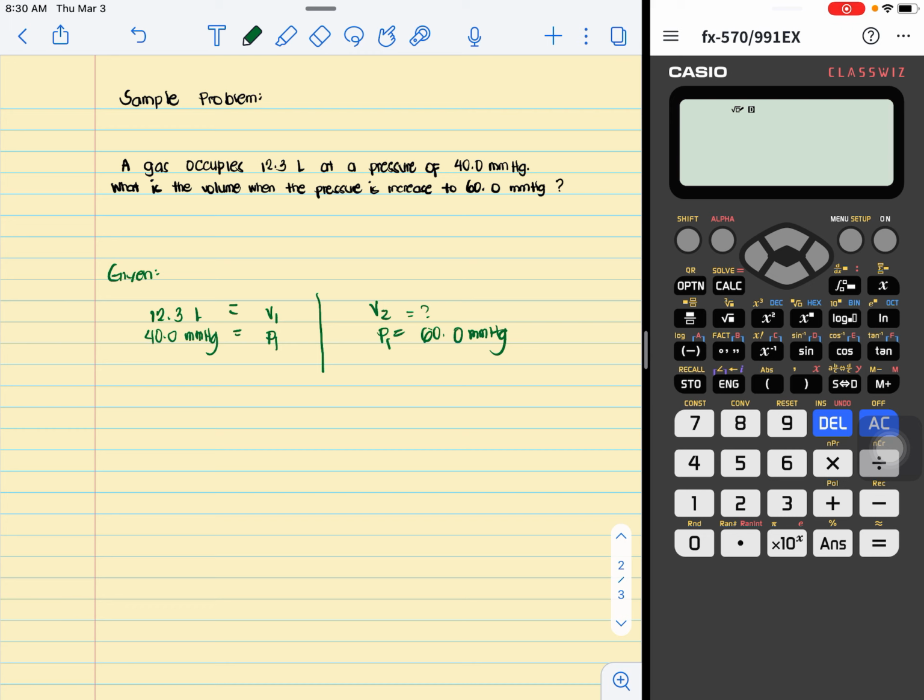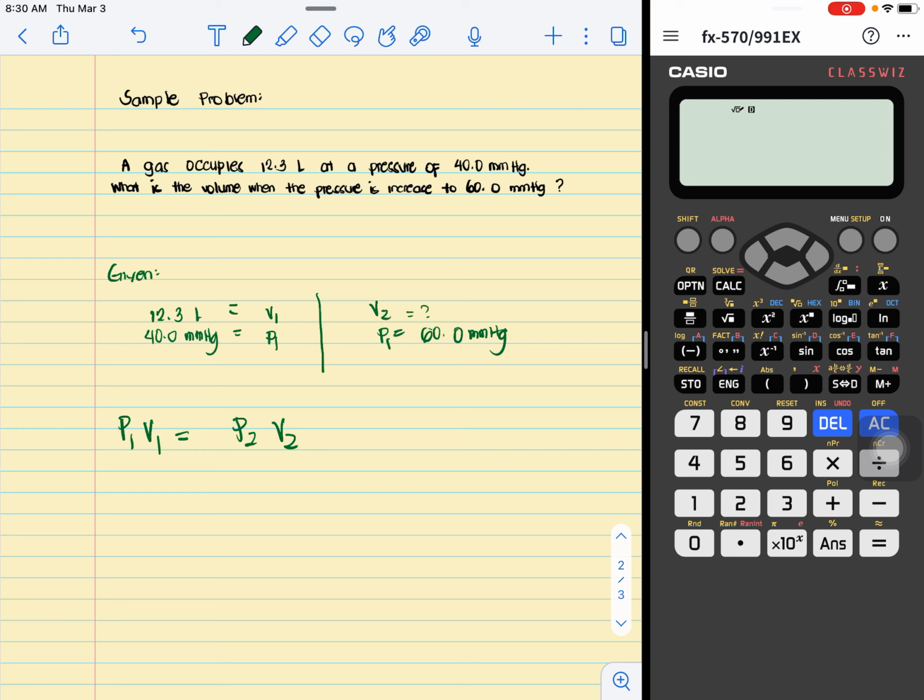Let's try to analyze. Here, 40.0, we increase the pressure. So automatically, with the idea of inverse relationship, our answer should be less than 12.3 liters, because we increase the pressure. We increase the pressure, it decreases the volume, right? So let's answer it using this formula: P1V1 is equal to P2V2. So initial pressure and final pressure, initial volume and final volume.